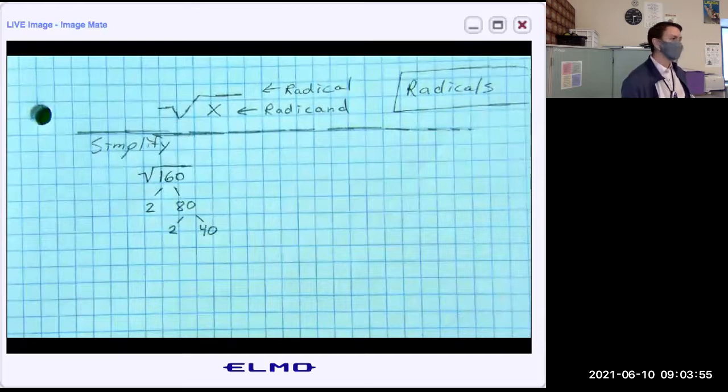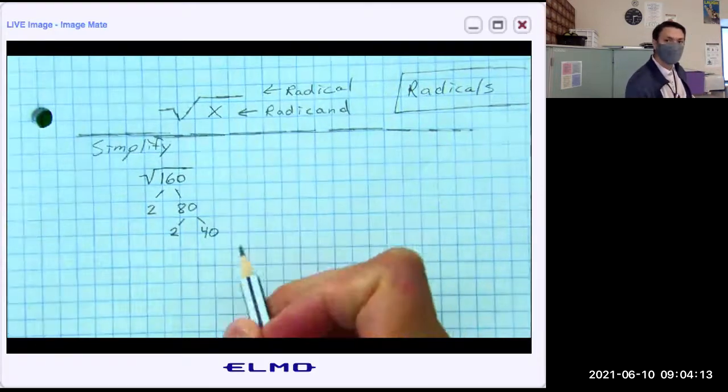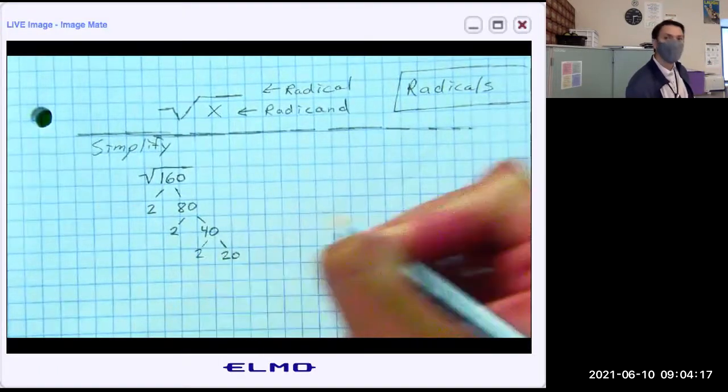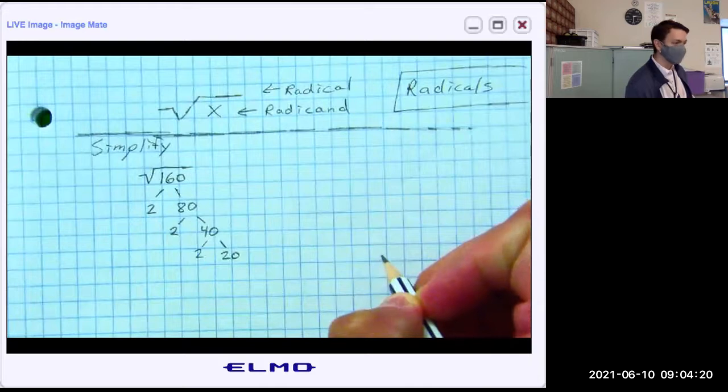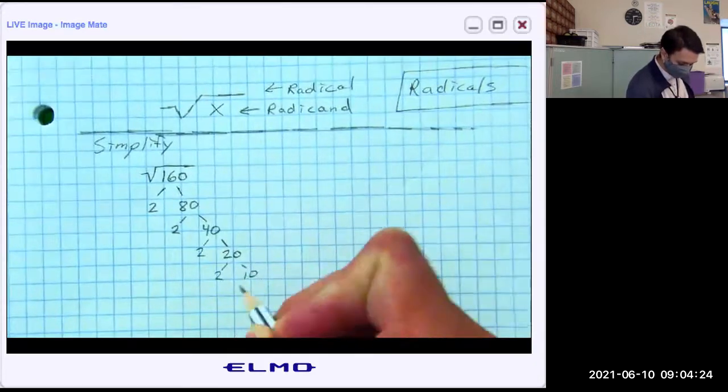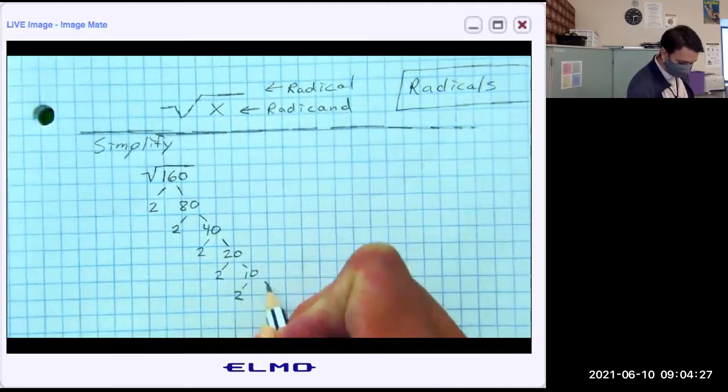Is this starting to remind you of something that you've done before? They're called factor fireworks. You learn about them, I think it's like 5th grade or 6th grade. We're breaking apart a number into all of its prime factors. Can we break apart the 40? Yes, we can. 2 and 20. Can we break apart the 20? Yes, we can. 2 and 10. And can we break apart the 10? Yes, the 2 and 5.